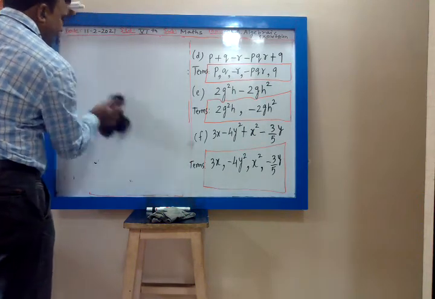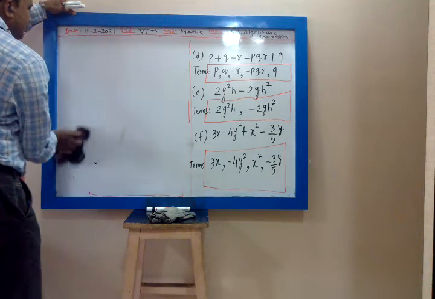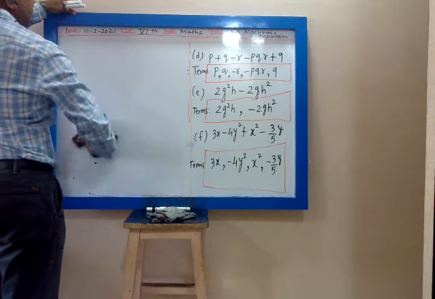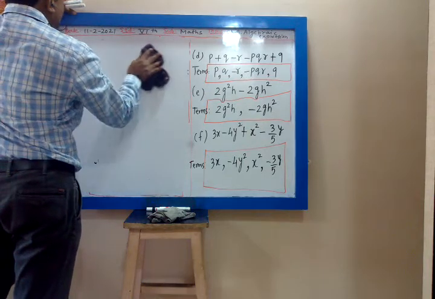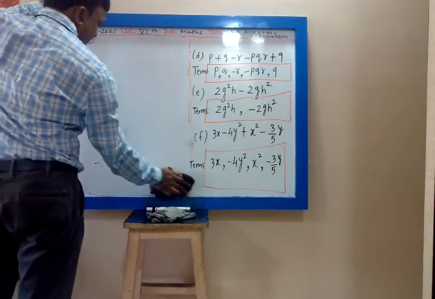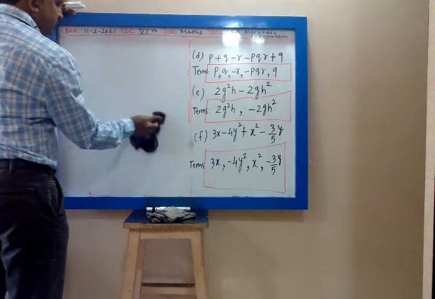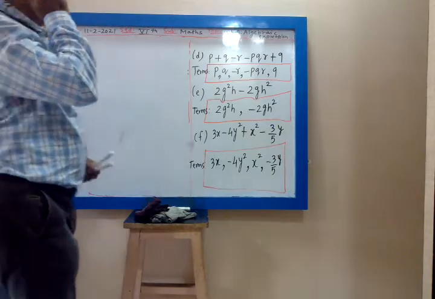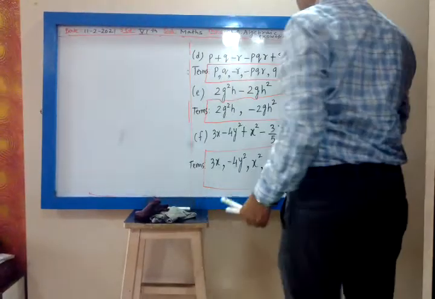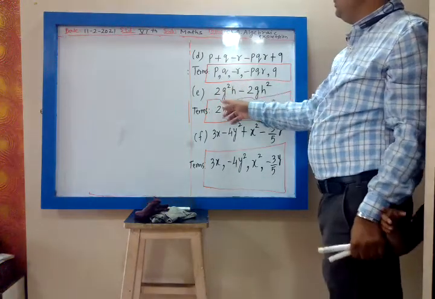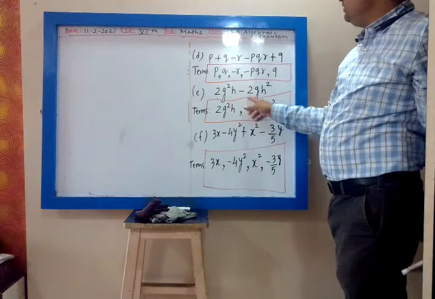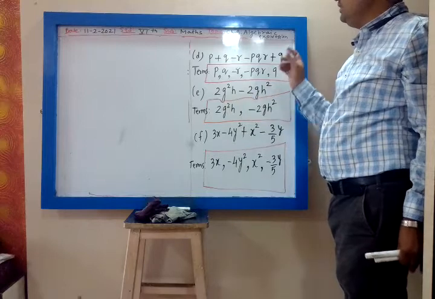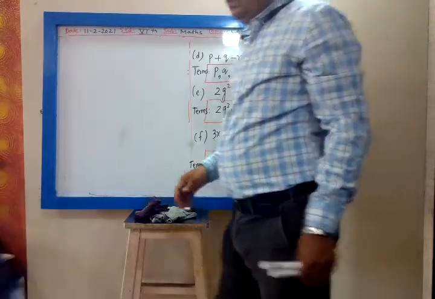Is it clear? So separating the terms of the expression is just like separating the parts of the body. My dear, this is one term. The other term has a minus sign, and you have to take it with this. This is one term. This is the other term. That's all.